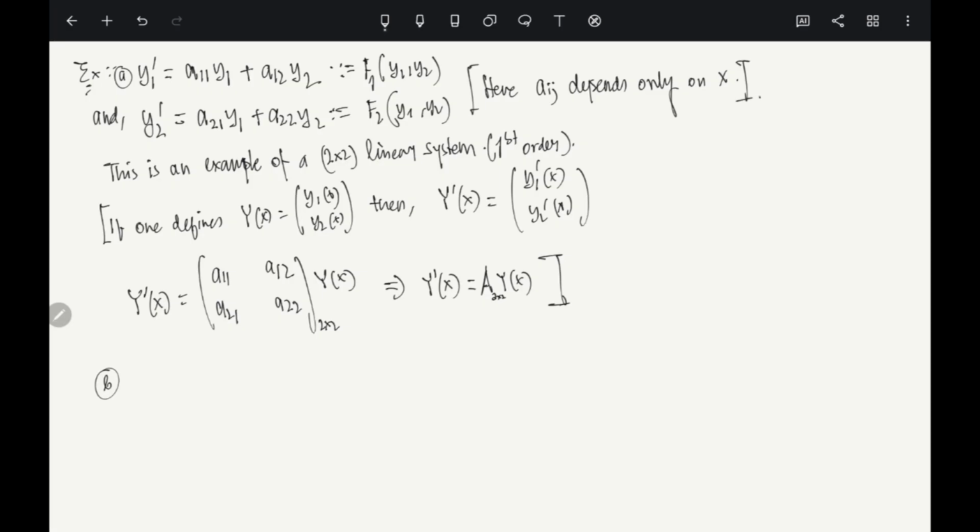Now let's write down another system which is a non-linear system, not necessarily linear. Let's write down y1 prime equals y2, and y2 prime equals a nonlinear expression in y1 and y2. If you look at the first relation, since y1 and y2 prime is involved here, we will call this a nonlinear equation. This is a nonlinear system of ODE.